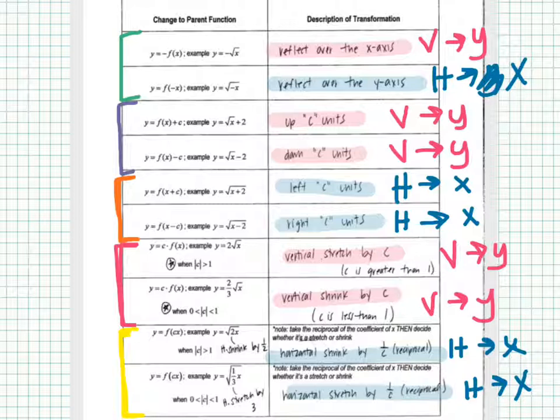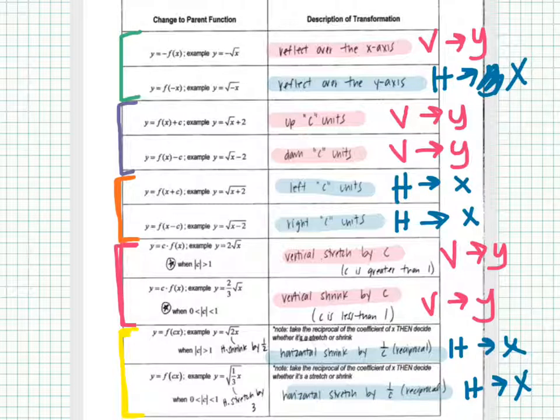But imagine, if you have a horizontal shrink by a half, it's going to take every original x-coordinate and divide it in half. Imagine a horizontal shrink is that person standing on the outside pushing the graph in. If you shrink it by a half, you're going to push it in to half its original size. So it would make sense that every x-coordinate would then divide by 2.